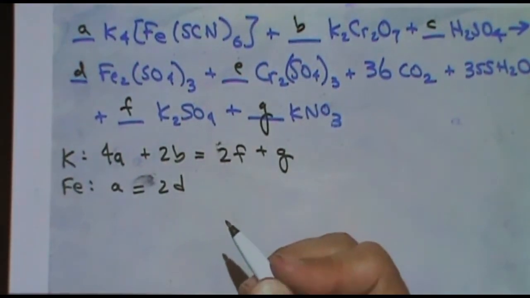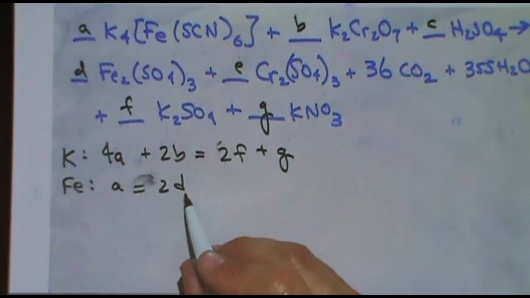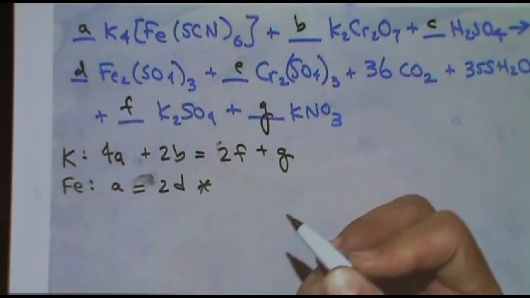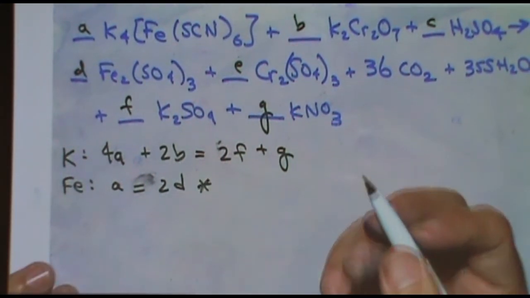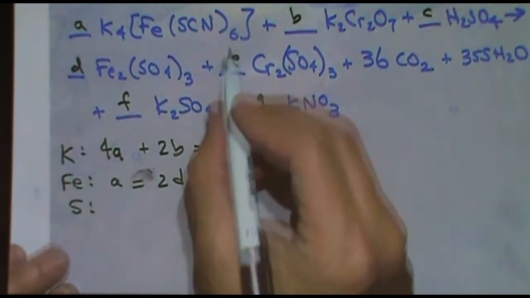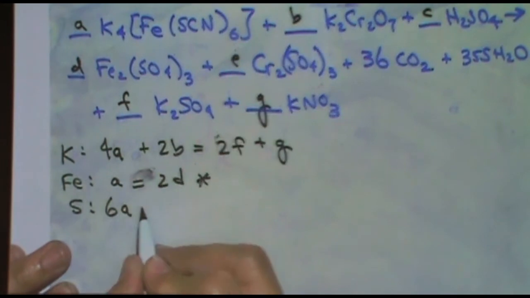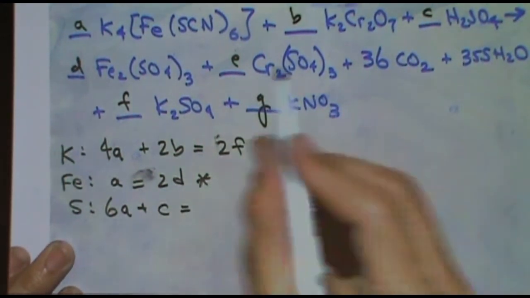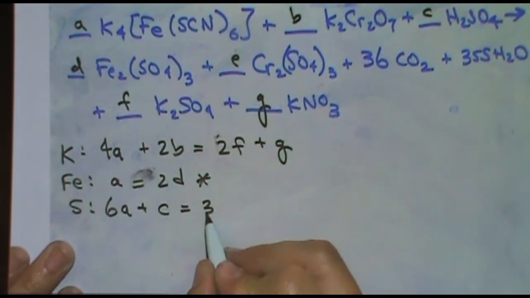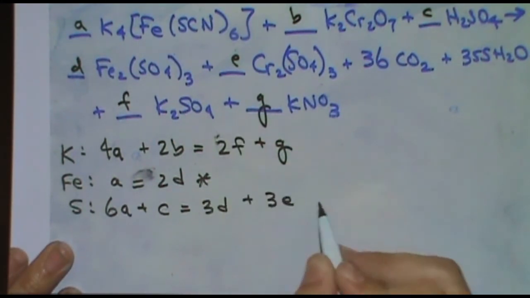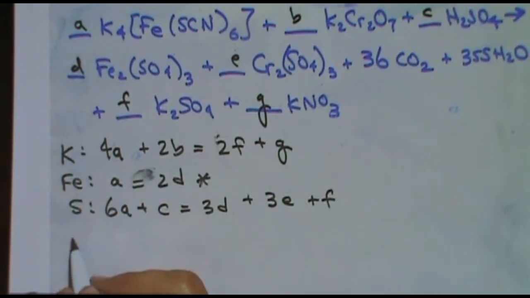Is there any other irons? This is nice. Now you know D, you have a little star of that one. Okay, only two variables involved. So those two are equal, that's nice. S, let's see, 6A plus C equals 3D plus 3E plus F. Okay, that one's not as awesome.